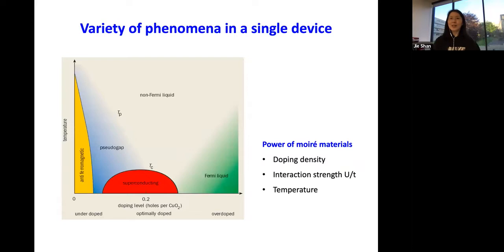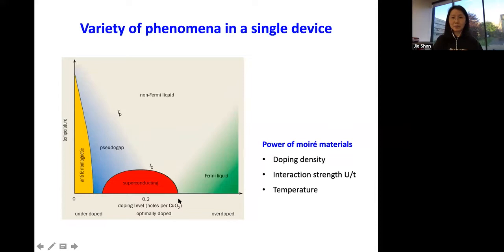We can access a very large phase diagram in a single device, hopefully, because of the high controllability and the tunability. So for example, because we are dealing with 2D sheets, you can build capacitors and use electrical gates to change the doping density, like it's changing the x-axis here. You can use other means to tune the interaction strength. And because electrons are coupled to phonons, you can access a wide range of temperature on different energy scales. So basically you can map out, for example, this entire phase diagram using a single device, and that's the power.